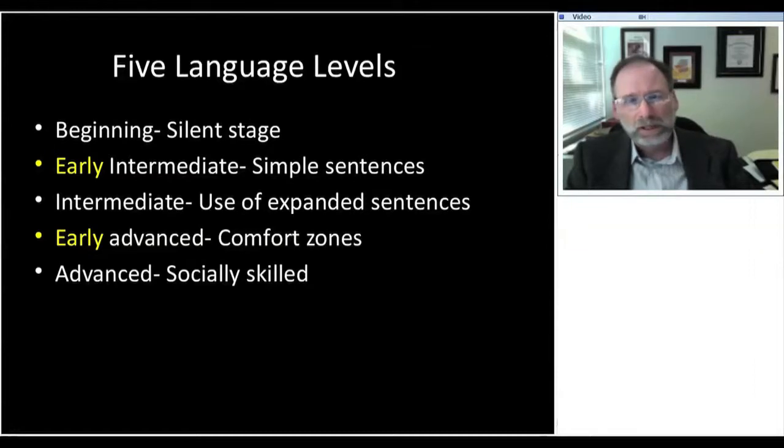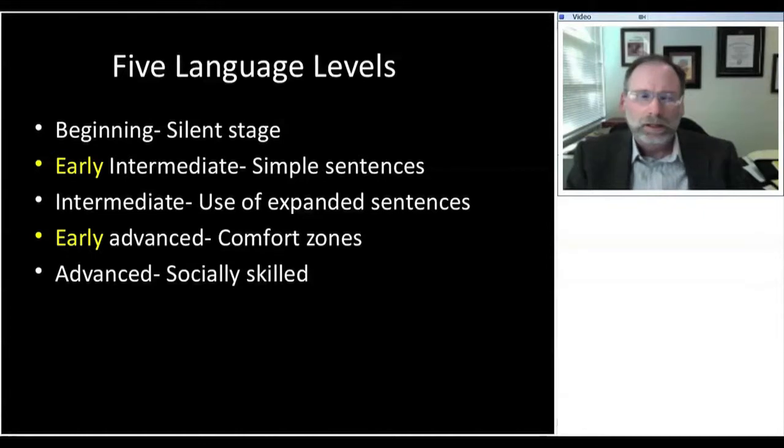Then over time we move to an early advanced stage, which I like to think of as comfort zones, where I can feel very comfortable talking about a particular thing, such as I can talk about my favorite football team all day long, but as soon as I start to talk about the parts of my car, I may not know the language, so I've moved out of my comfort zone. But the early advanced student has limited comfort zones and needs to expand that.